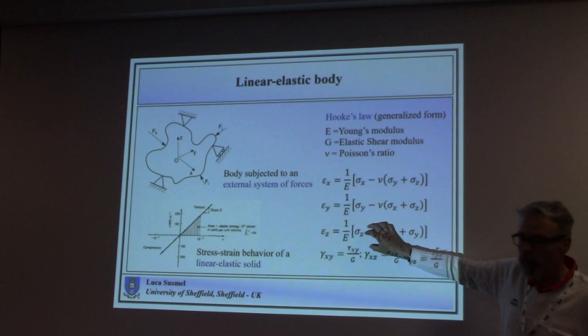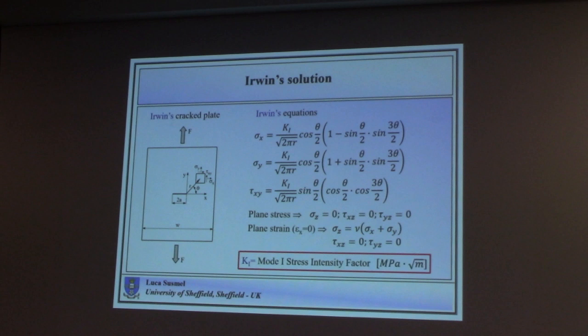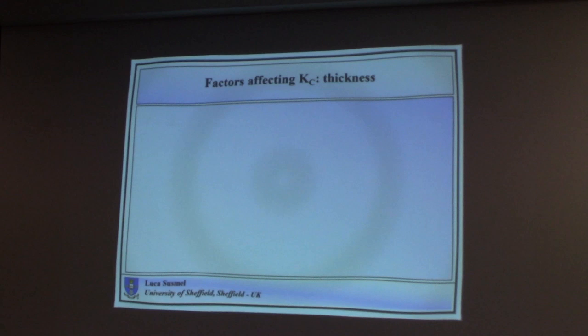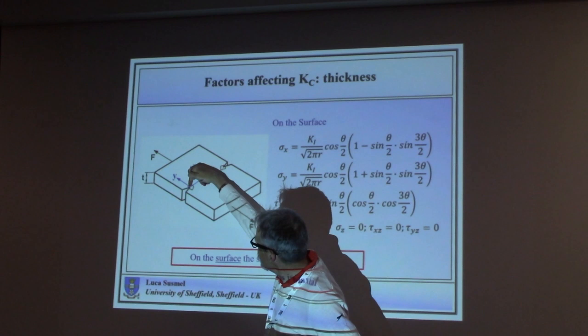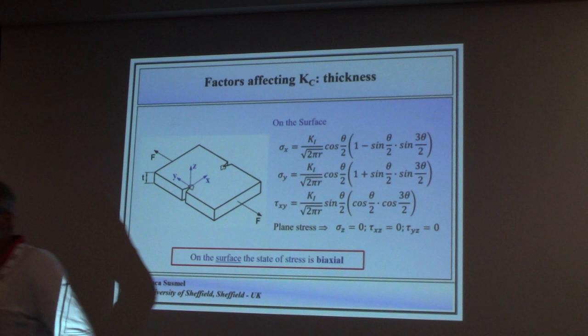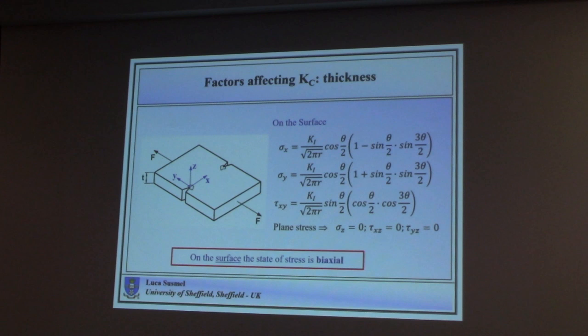So if we go back to our British sandwich here, this means that the deformation here, parallel to the axis z, is negative. So this is the reason why when you pull the bread, we see that little valley in the vicinity of the cut. So it's a triaxial state of stress.